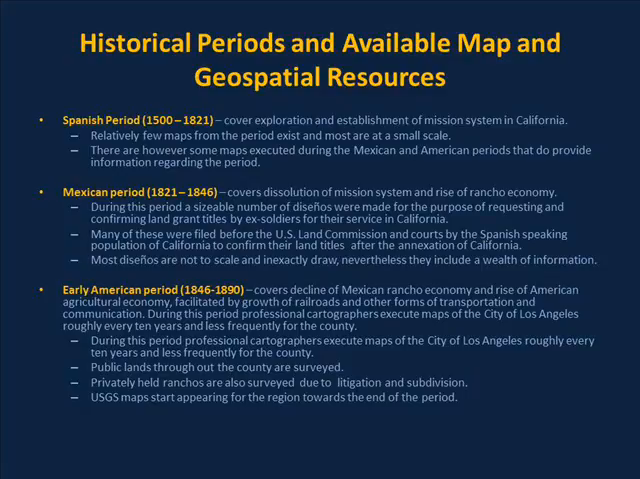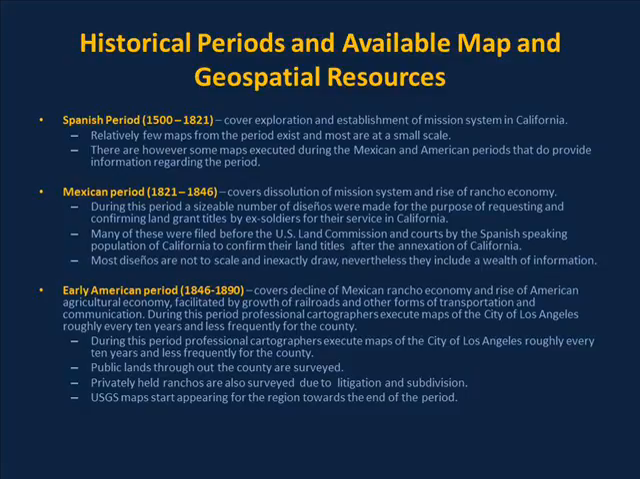For the greater Los Angeles area, there are essentially 6 historical periods with regard to the availability of map and geospatial resources. The Spanish period, from 1500 to 1821, covers the exploration and establishment of the mission system in California. Relatively few maps from the period exist, and most are at a small scale. However, there are some maps executed during the Mexican and early American periods that do provide information regarding this period.